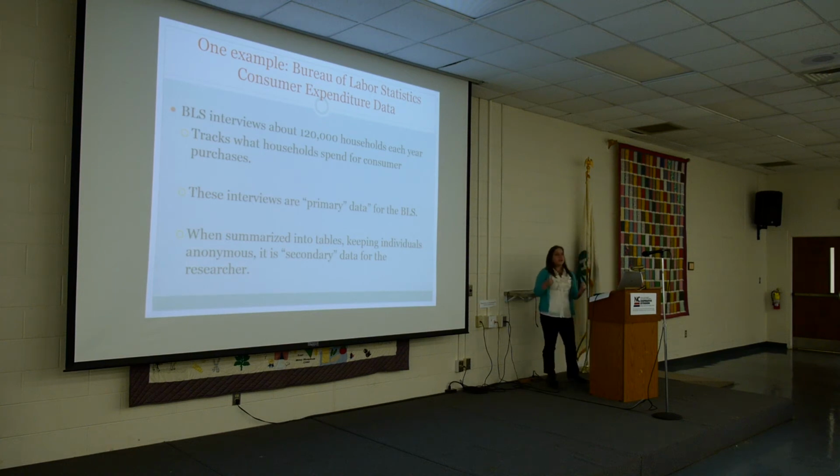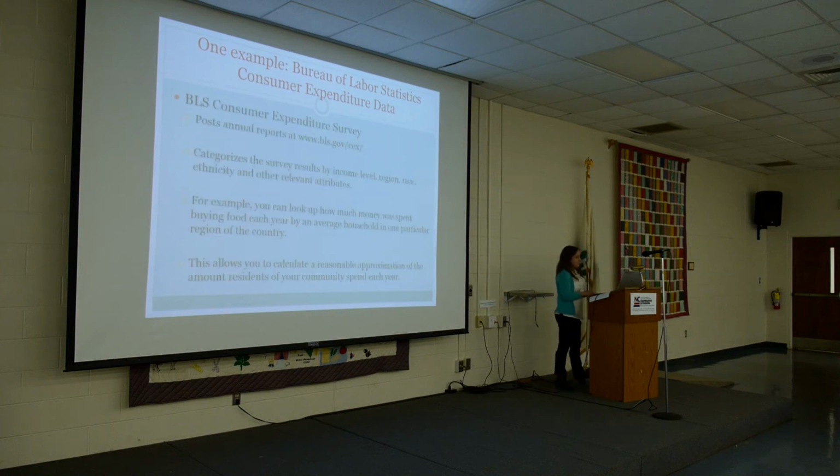So they summarize it into tables. They have the primary data. They have all the details on the survey. But when they report it out to you, they make it anonymous. They aggregate up. And so you can use that secondary data. And so more on that, they post annual reports. And they categorize. So they also do some work for you that might be helpful and make it easier. They categorize the results by income level, by region, by race, by ethnicity, and other relevant attributes.